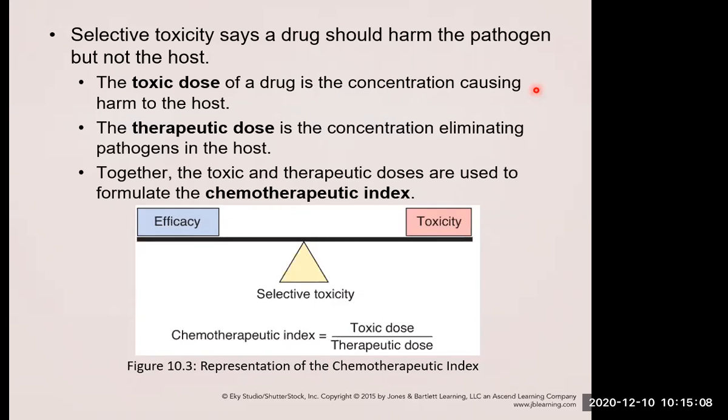So think about this. If you have a drug where the toxic dose is 10, it takes 10 volumes of whatever it is to hurt you, but it only takes 1 volume to heal you. That's good. There's a huge range there where you're not getting hurt. So you want a large chemotherapeutic index when you're designing a drug. That's important. I want you to know that.